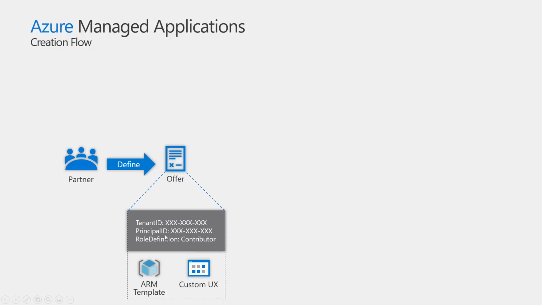We're going to need a few pieces of information, such as the tenant ID of the publisher, the Azure Active Directory we're going to use for access to that offer, the principal ID of the group inside of that directory, and the role definition. We're going to make ourselves owners, for example, or a contributor. Then we're going to publish it into the marketplace.